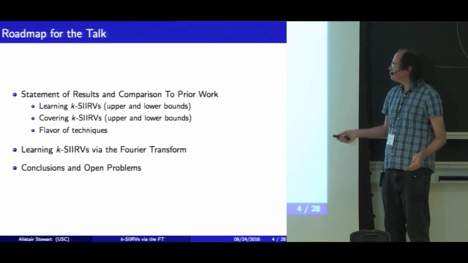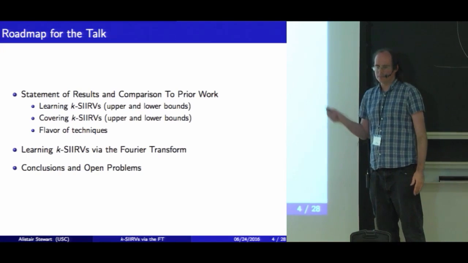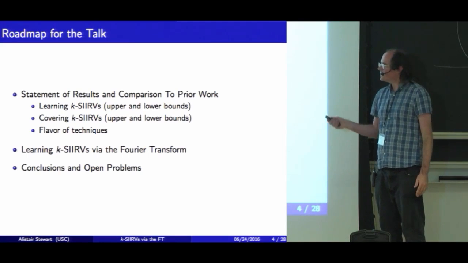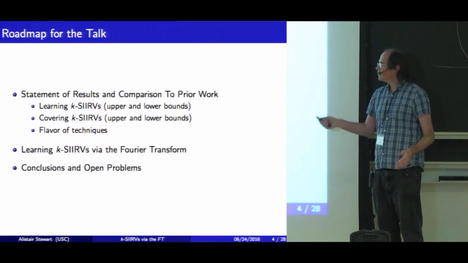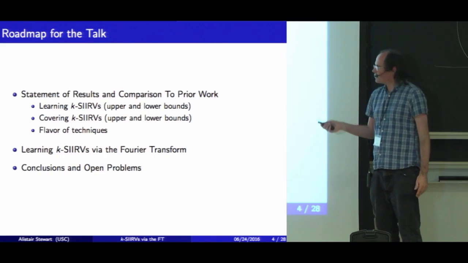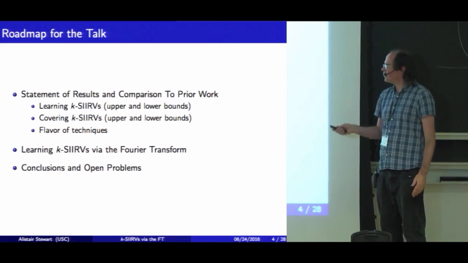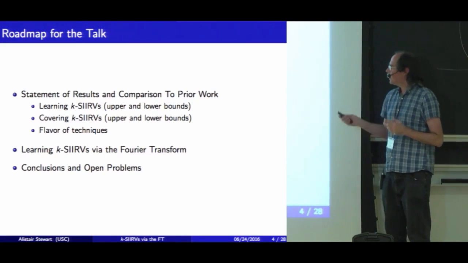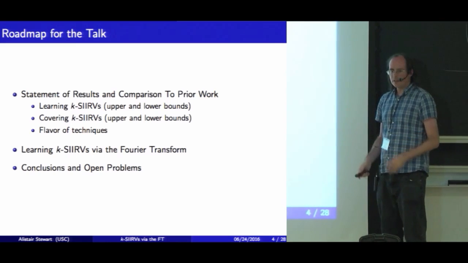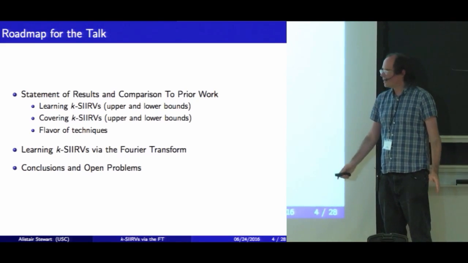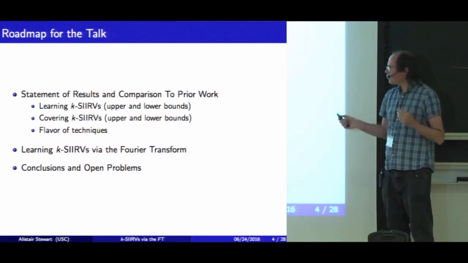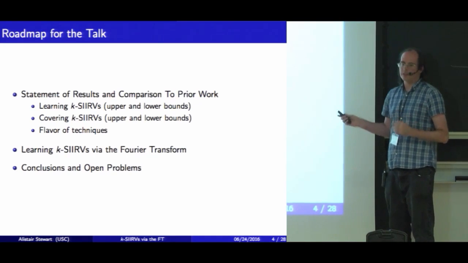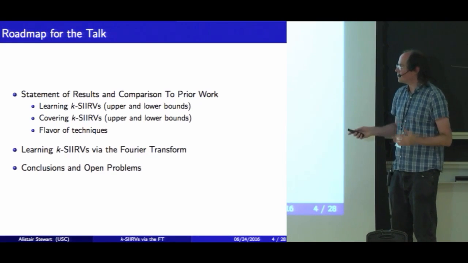So specifically, I'm going to talk about learning first, about the previous work and our results, then about the second main topic of the paper, which is epsilon covers for K-SIIRVs, and finally, I'm going to go into more detail on our algorithm for learning, which involves the Fourier transform, because that might be of general interest.